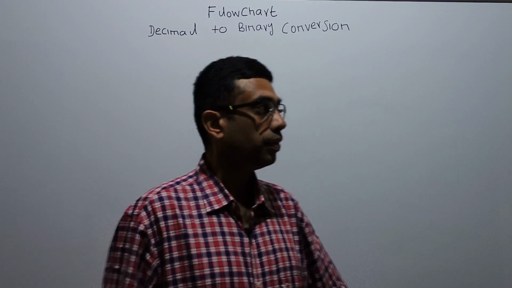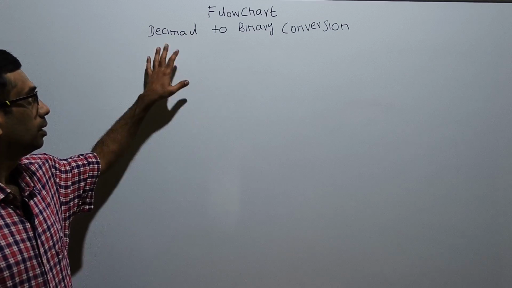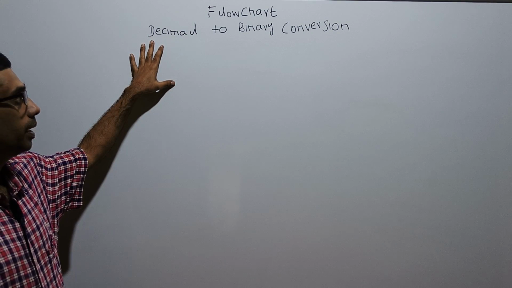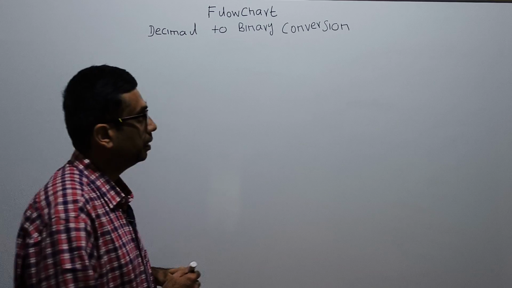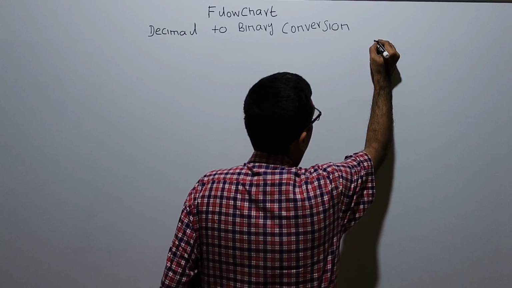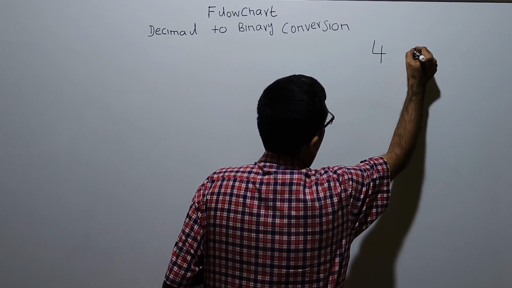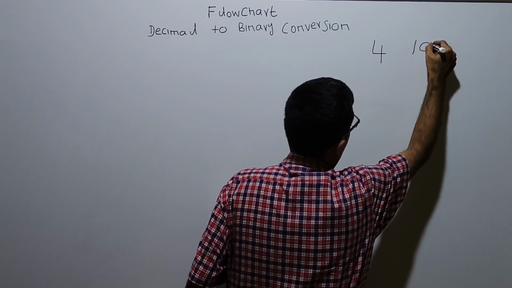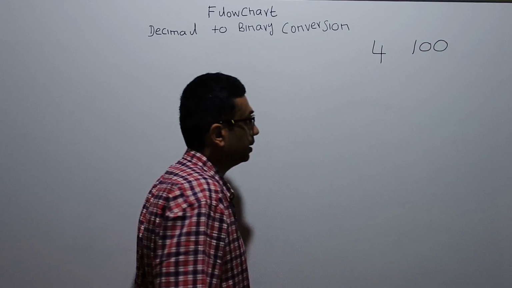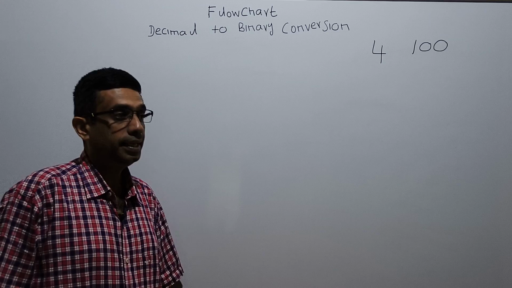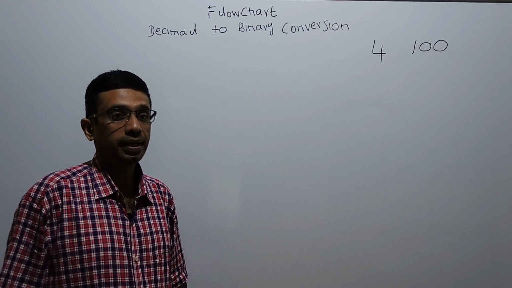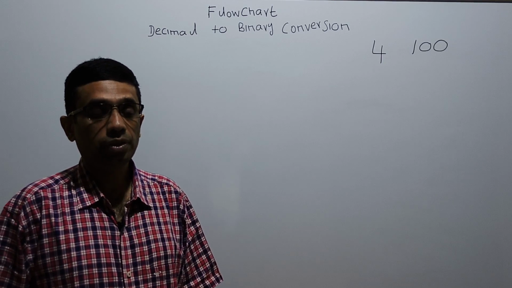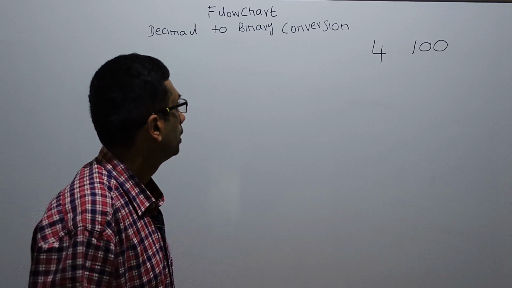Hello friends, we are going to draw a flowchart for decimal to binary conversion. For example, if you give a decimal number 4, the flowchart will convert it into the equivalent binary number 100. Like this, it will work for any decimal to binary conversion. For this, we are going to draw a flowchart.